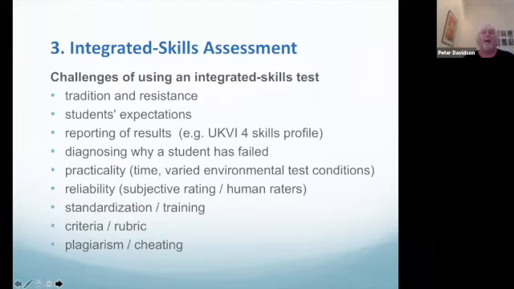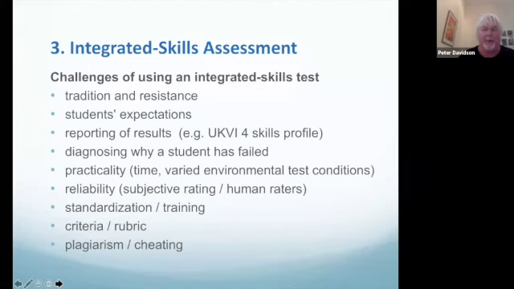Right, here we go. Practicality, time can be an issue. Varied environmental test conditions. Testers often want to control the test conditions and have everyone having the same amount of time and doing the same test at the same time. And now it's kind of like you're giving students free time. They can do other things, like they can form study groups and talk to each other and go to different additional sources and learn more about this topic. And suddenly the test conditions are no longer in the control of the tester.